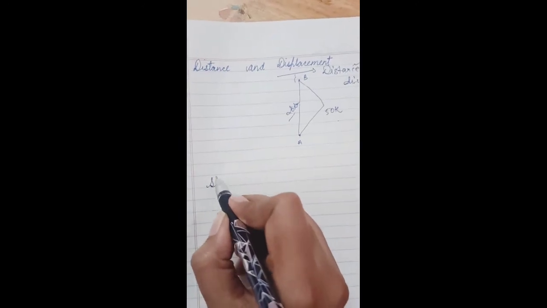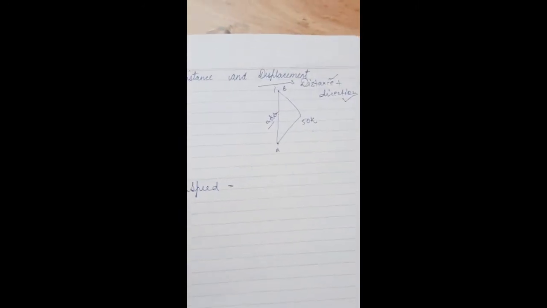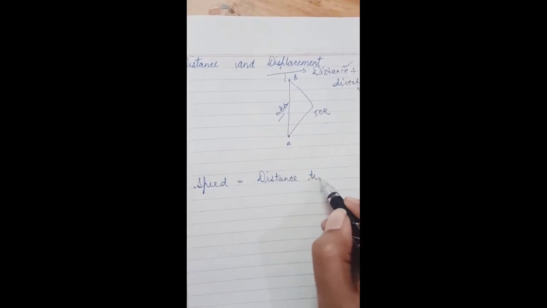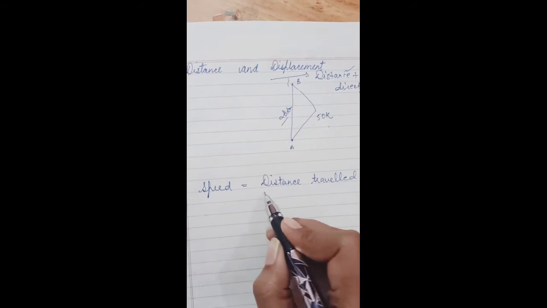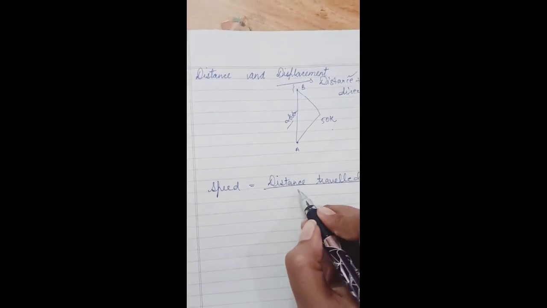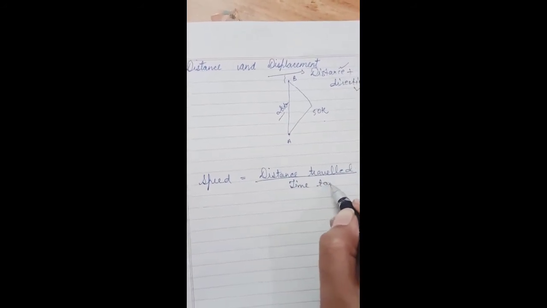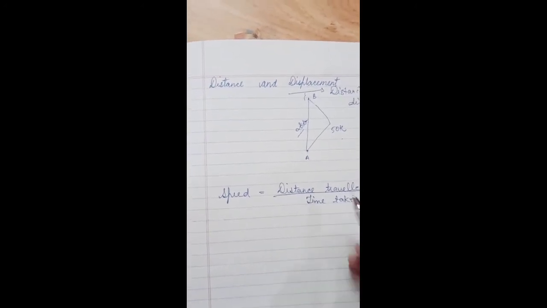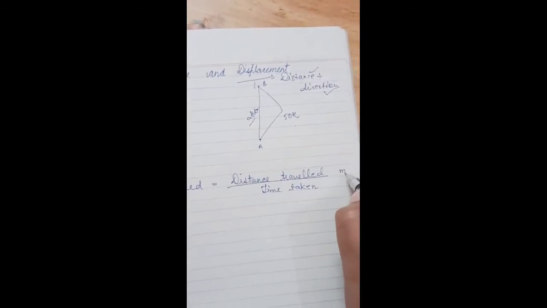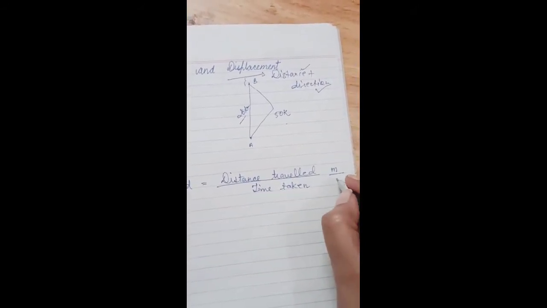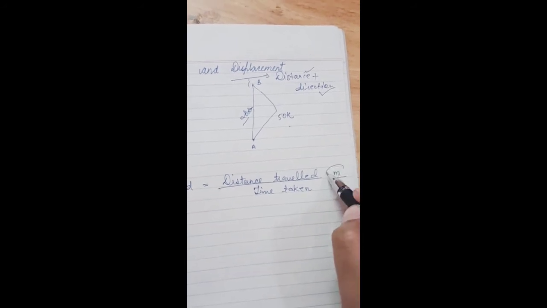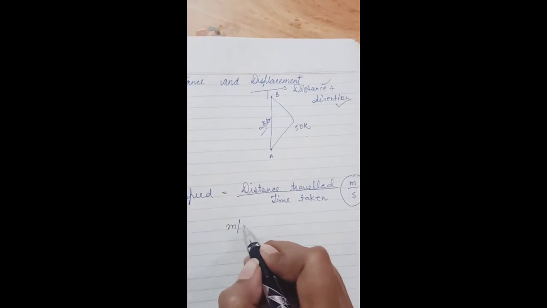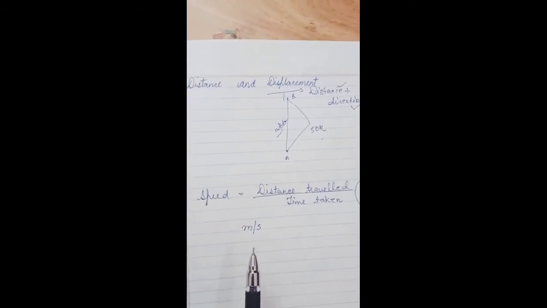What is speed? Speed is the distance traveled upon time taken. This is the speed. The SI unit of speed is, see, we measure distance in meters, right? And we measure time in seconds. Then the SI unit of speed is meter per second. This is the SI unit of speed.